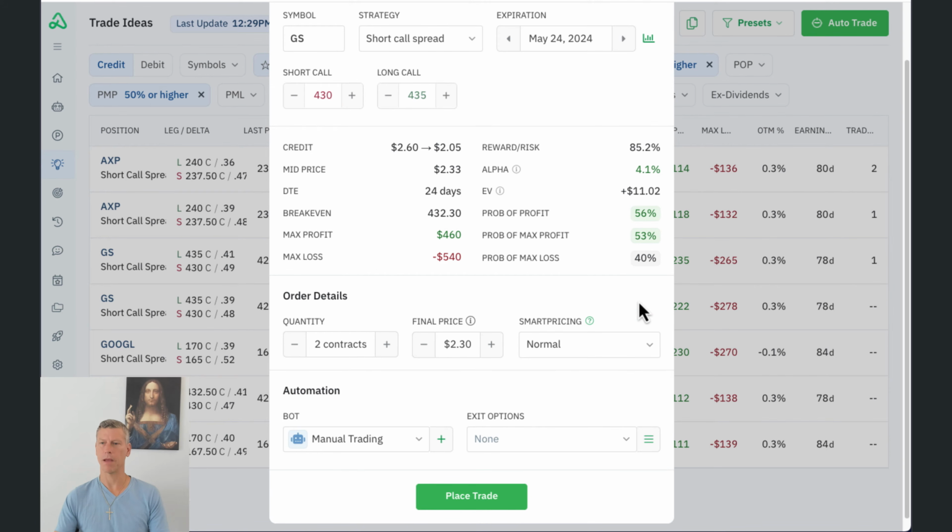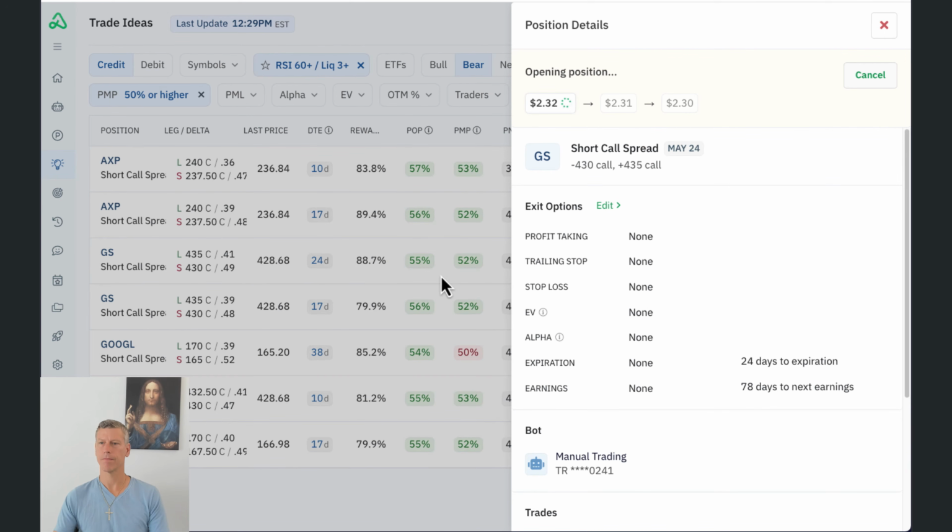I'm going to put this in my manual trading bot, let smart pricing work its magic, and place this trade. So smart pricing is currently working through these prices, trying to get me filled at the best possible price. We'll see how that works out. All right, does not look like we're going to get filled at 230. I'm going to go ahead and cancel that trade.